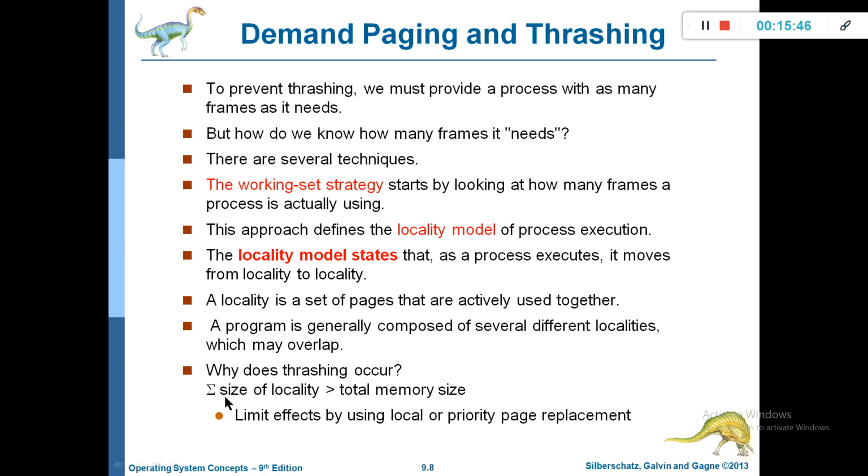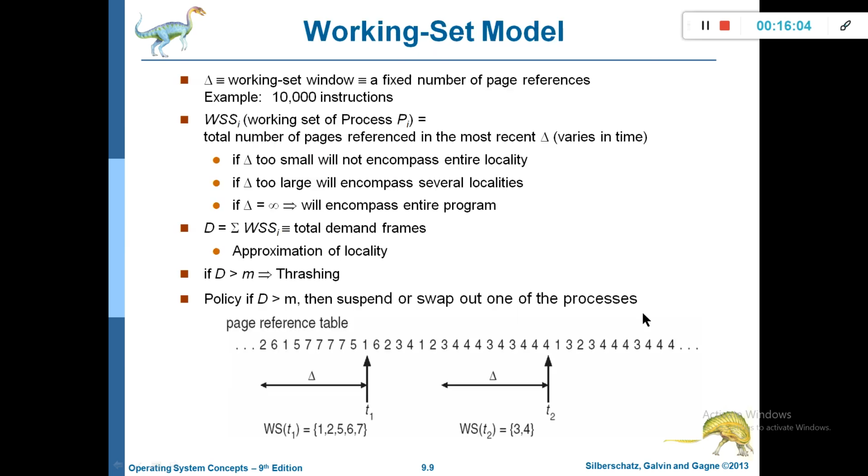Thrashing occurs because the size of the locality is greater than the total memory size. This limit applies when using a local or priority page replacement algorithm. This is a problem we are going to face. To overcome this problem, we are going to use a working set model.